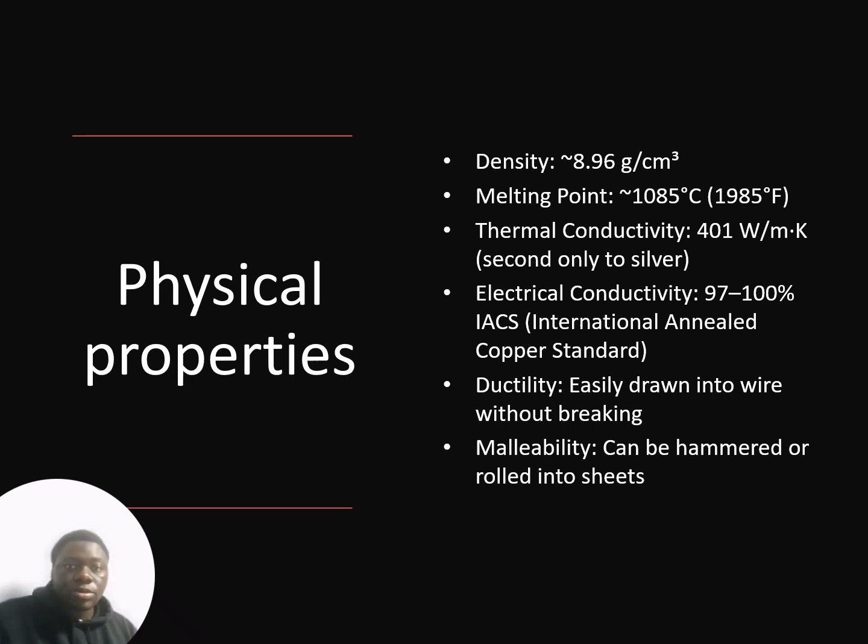The electrical conductivity of copper is 97 to 100% IACS, which means International Annealed Copper Standard. The ductility of copper is that it is easily drawn into a wire without breaking. The malleability of copper is that it can be hammered or rolled into sheets.